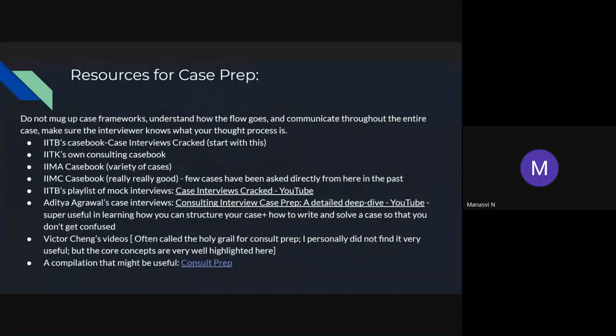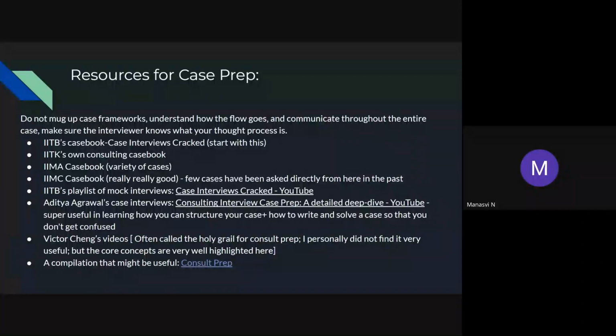Moving on to case prep. So as Vedant said, there are going to be rounds in which they will take you through case studies. So again, very importantly, do not mug up case frameworks. It shows when you're doing your case study. A case study is basically a problem statement which you're trying to solve. You're trying to find the root cause of something, or you're trying to find a solution to some problem that they're presenting to you. Right.